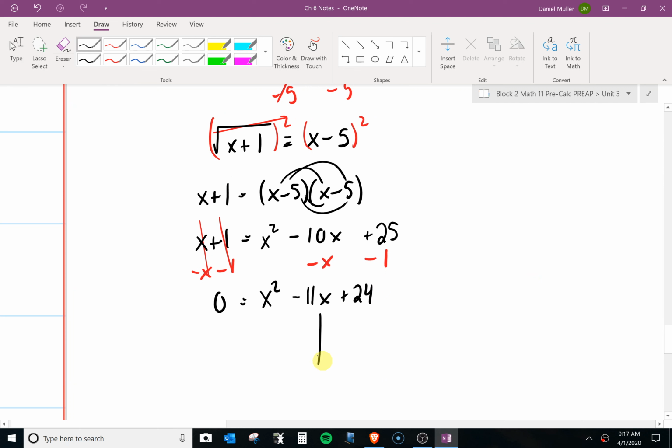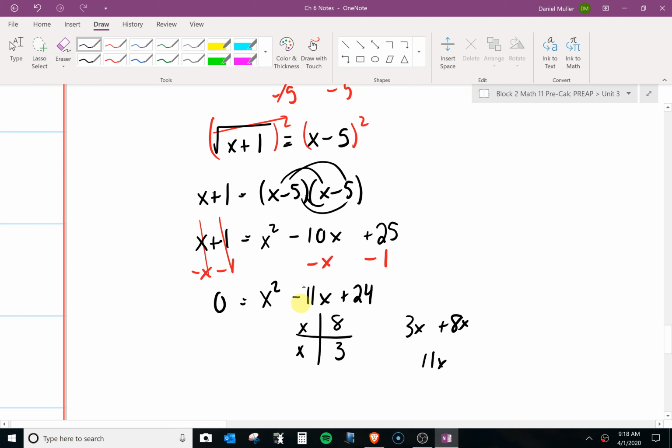And now we're going to need to factor this, or see if it's even factorable. I need to get to 24. So 12 and 2 could work, 6 times 4. But looking at this, I need to get 11, and I know that 8 and 3 will work. 8 times 3 is indeed 24. But my diagonals would be 3x and 8x, both positive, which, 3 plus 8, would give me 11x.